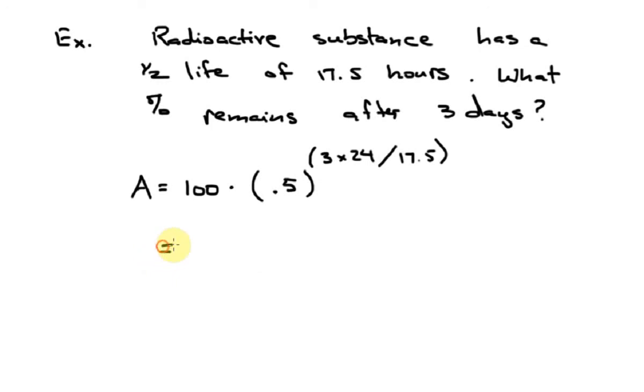And again, once you've done that, the hard part is done, because now you just grab your calculator and put everything into the calculator. So I ended up with 5.77%, and that's what's left. So it's cooled by quite a bit.